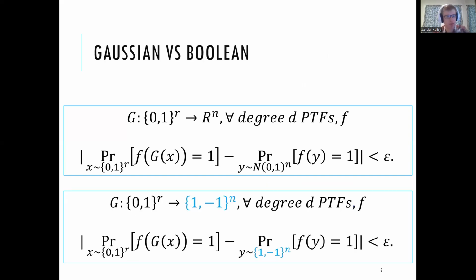And then also, we'll just take a second to compare this to the more standard notion of a pseudorandom generator in the Boolean setting. The two definitions are very similar, pretty much the same. The only difference is the type of output, whether you're outputting Boolean values or real numbers, and also the target distribution we're comparing with.